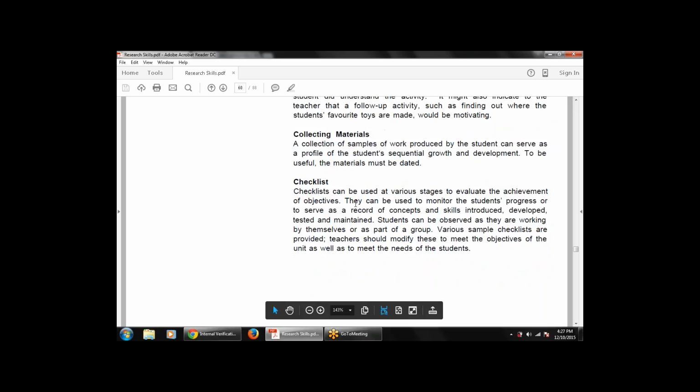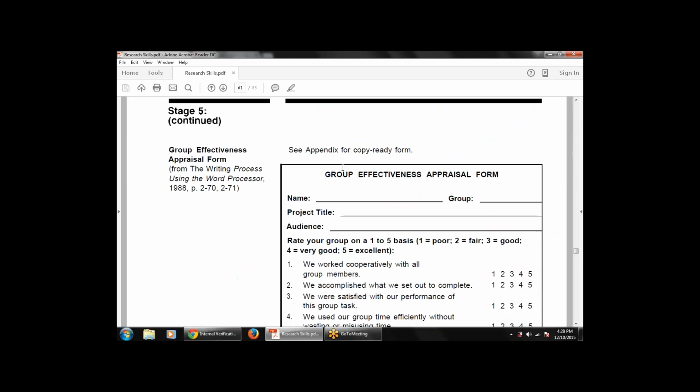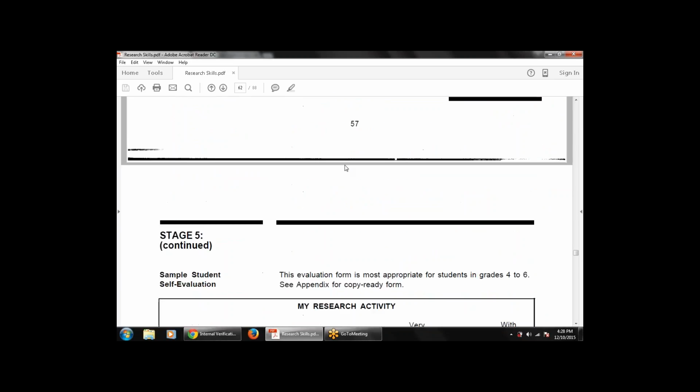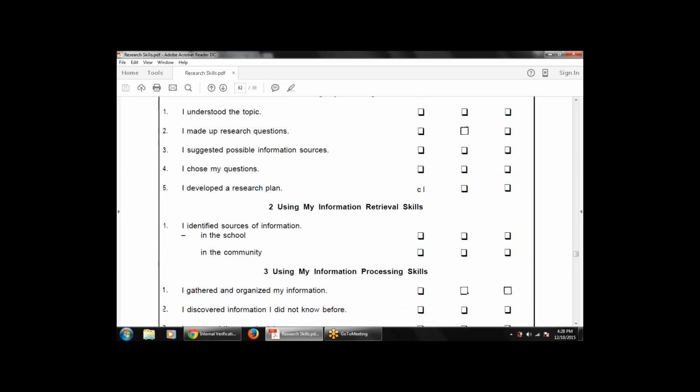Then next is a checklist, which can also be used at various stages to evaluate the achievement of the objective. We can check whether the target has been achieved by going through the checklist, that is, whether this document is fulfilled. Yes, this document is fulfilled. This is one example of the group effectiveness appraisal form. This is a research activity.